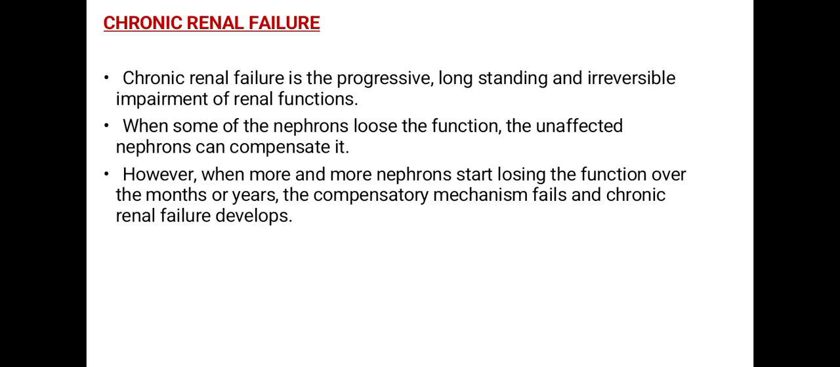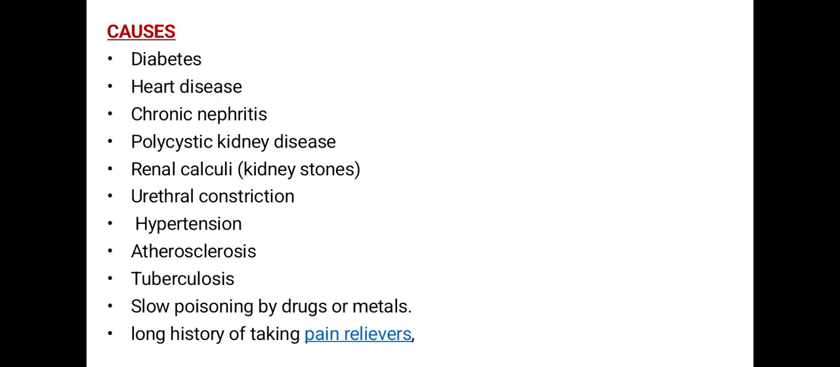Next, we will learn about chronic renal failure. Chronic renal failure is the progressive, long-standing and irreversible impairment of renal functions. When some of the nephrons lose function, the unaffected nephrons can compensate for it. However, when more and more nephrons start losing function over the months or years, the compensatory mechanism fails and chronic renal failure develops.